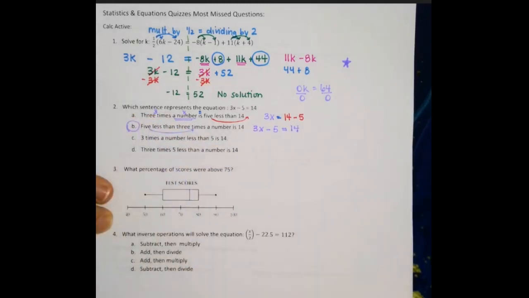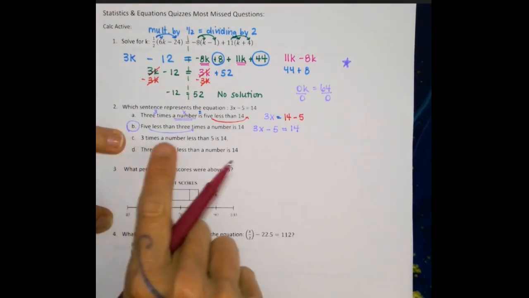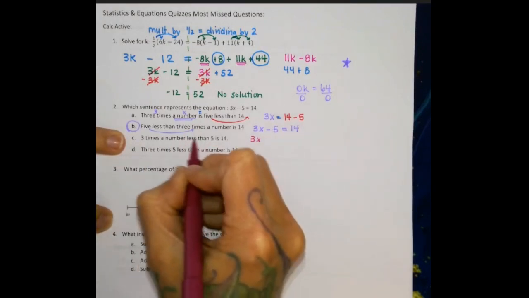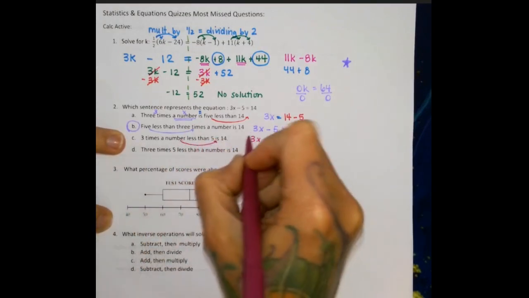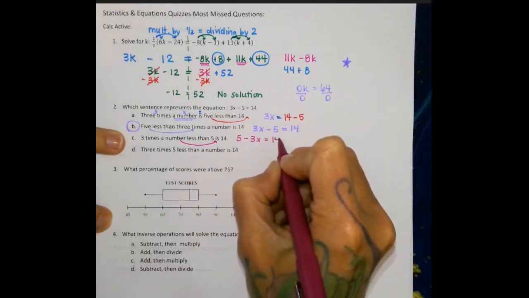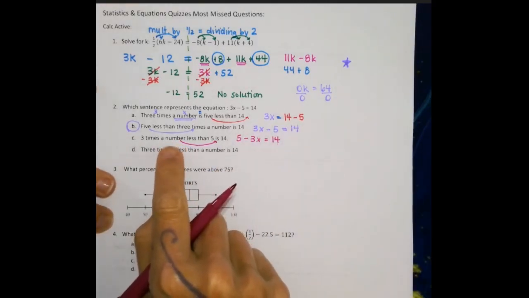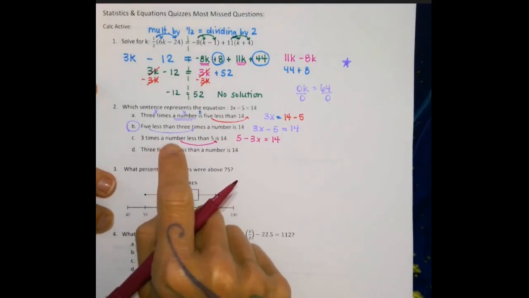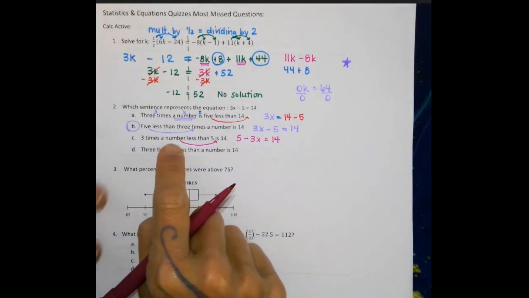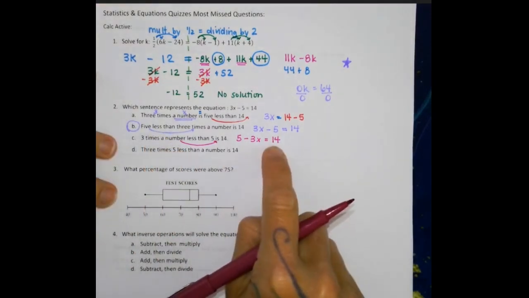Looking good, but let's check the next ones, right? Just because we want to make sure we get used to them, in case they ask it in a different way. 3 times a number, so that's 3x, less than, which means that moves to the other side of that 5. So 5 minus 3 times the number is 14. I would say that's a close one. I wouldn't say you're far off if you got C. Not correct in any way, shape, or form, but you're getting there. It's just that less than mistake.